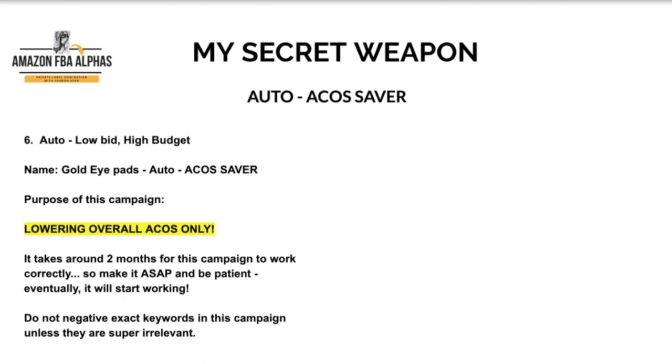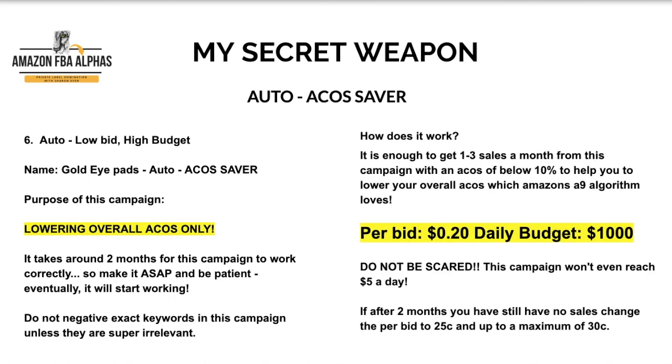It takes around 2 months for this campaign to start working correctly. So make it as soon as possible and just be patient. Eventually it will start working. So you make this campaign from day one, and you just have to be patient. It may take a few months, but in the end, it'll be worth it. Do not negative exact keywords on this campaign unless they're super irrelevant. So how does it work? It is enough to get 1 to 3 sales a month from this campaign with an ACOS below 10% to help you to lower your overall ACOS, which Amazon's algorithm absolutely loves.